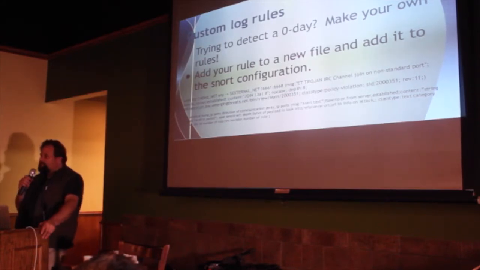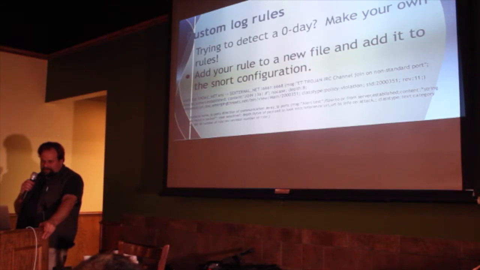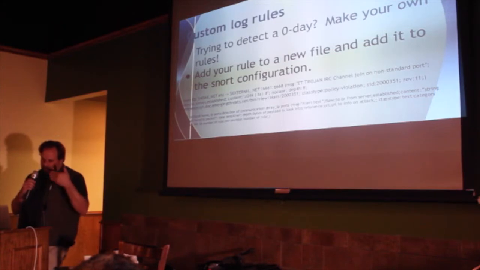This is a new skill for me, so I'm still researching it. But in this case, it's looking for a join statement for IRC. So IRC is port 666, 667 in that range. And so this rule takes a look to see if somebody's making an IRC call.